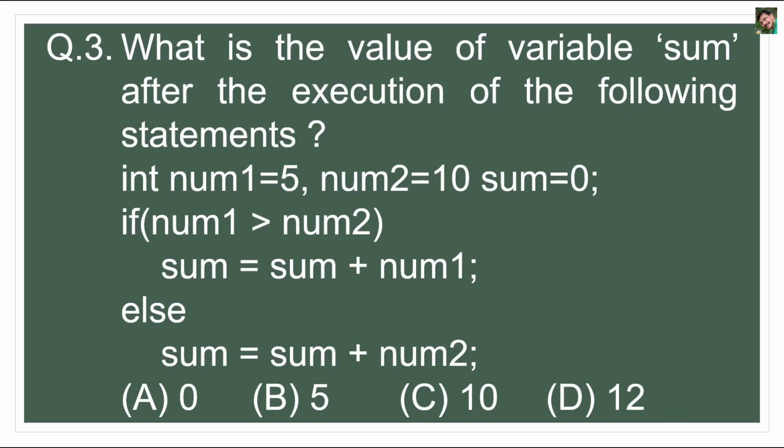And then there is a condition. If num1 greater than num2, then we will add num1 into sum. Else, that means if num1 is not greater than num2, we will add num2 into the sum. So obviously you can see that num1 is not greater than num2. Num1 is 5 and num2 is 10. So the condition is false. It will go to else and it will add num2 into sum. Sum is 0. So 0 plus 10, the answer would be 10.